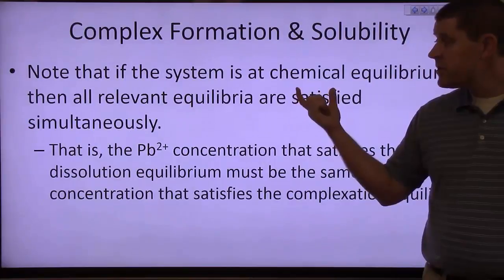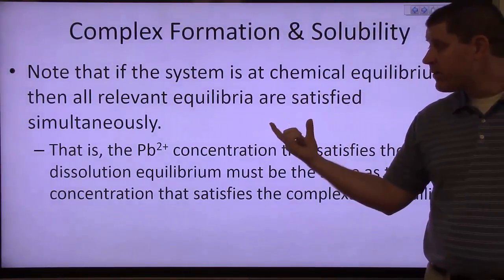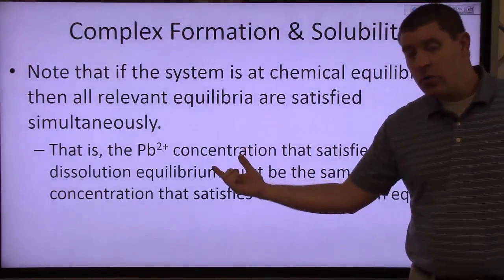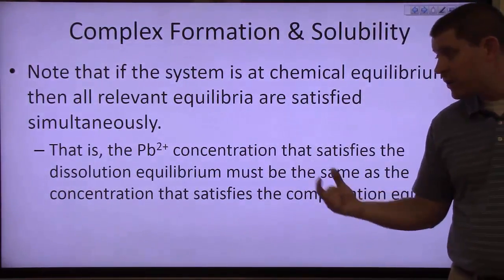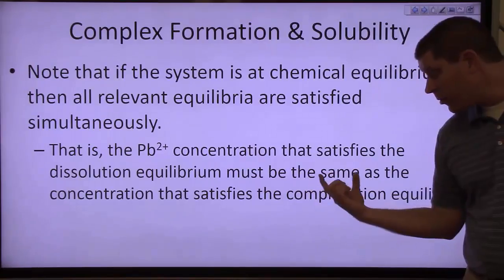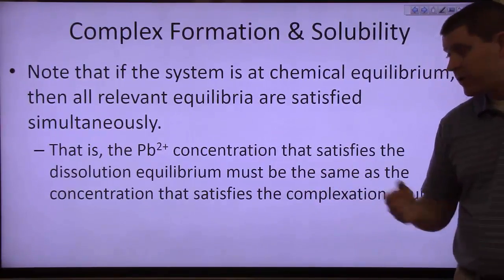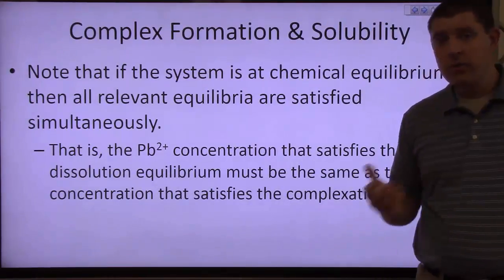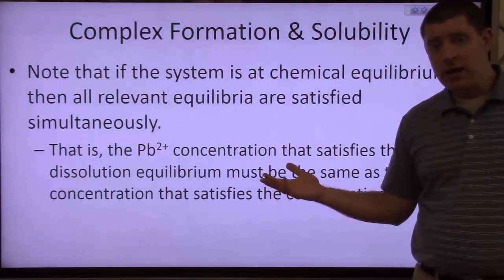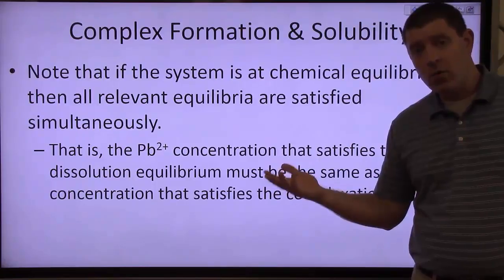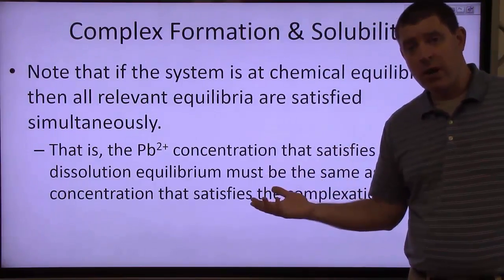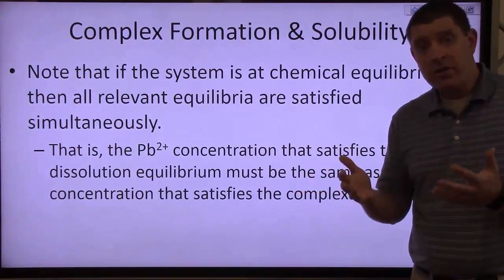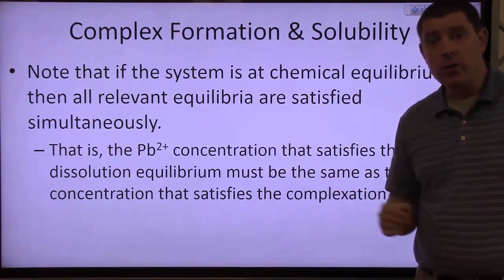Note that if the system is at chemical equilibrium, then all the relevant equilibria are satisfied simultaneously. That is, the lead-2 concentration that satisfies the dissolution equilibrium must also be the same value as the concentration of lead that satisfies the complexation equilibria. And this is, of course, because the concentration of lead can't be one value for one reaction and a different value for a different reaction. The concentration of lead in some beaker is that concentration. So that same value must satisfy all of these equilibrium conditions.